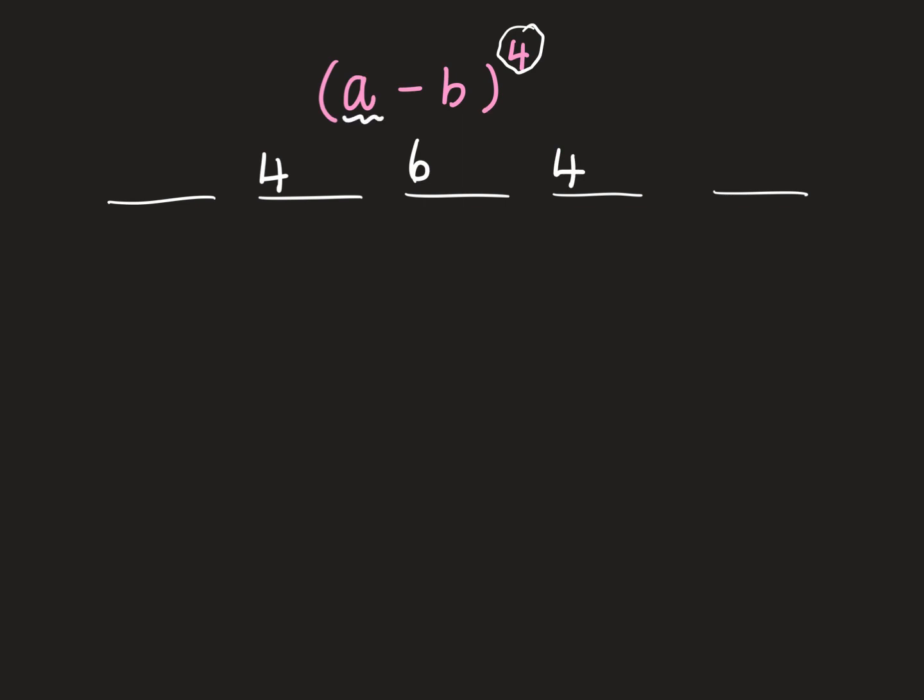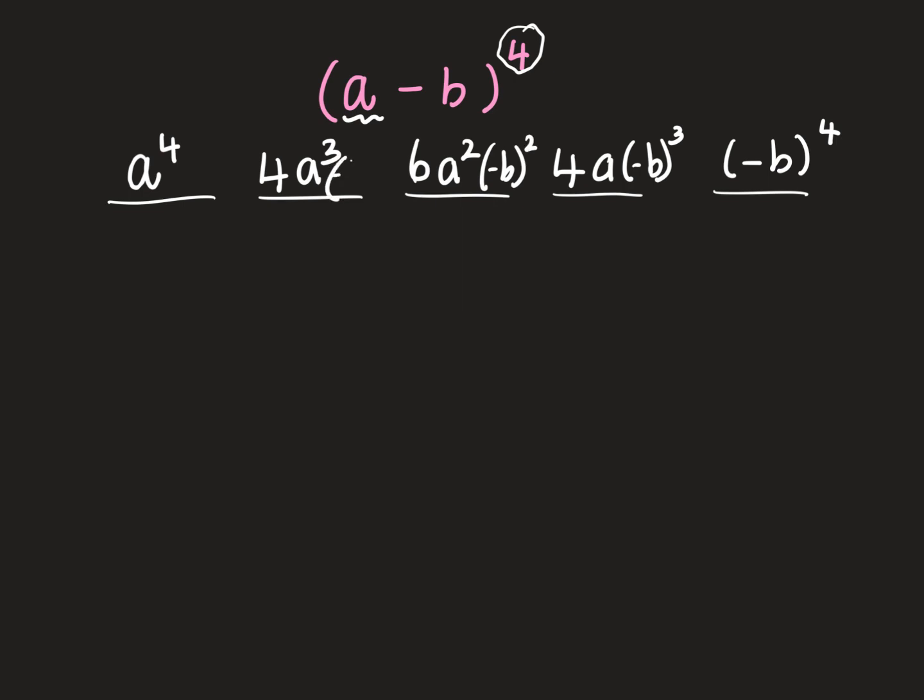I'm just going to do my descending powers of a. It's going to be 4, 3, 2, 1, 0. Now, here if I look at my powers of b, negative b to the 4, negative b to the 3, negative b all squared, negative b to the power of 1. Which ones are going to be positive and which one's going to be negative? Well, it's going to be the odd powers that are negative. Okay, so this one here is going to be negative, and so is that one.